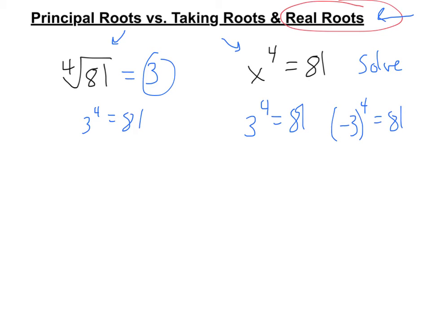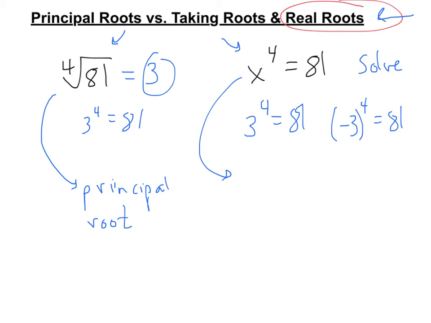Since when you have a negative and you have it multiplied an even number of times, you will create a positive. So when you solve this equation, you do have to account for the fact that there could be multiple answers. There could be a positive root, there could be a negative root. Whereas when you're looking at this expression, we're referring to what's called the principal root.